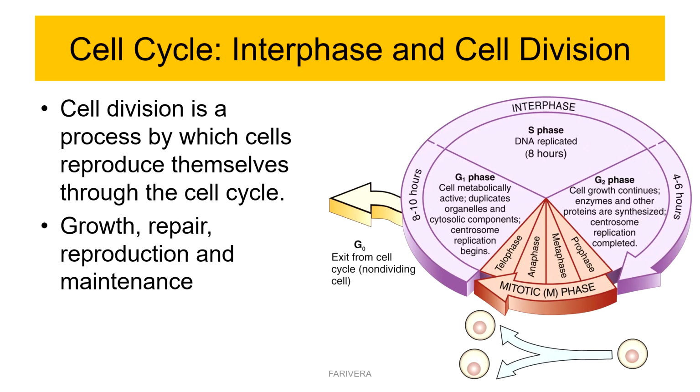Okay, so moving on to another aspect of the cell, we have the cell cycle. For the cell cycle, interphase and cell division. Cells reproduce themselves through the cell cycle. Cell division is necessary for growth, tissue repair, reproduction, and maintenance.